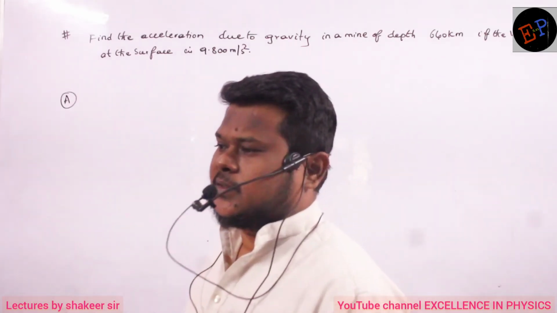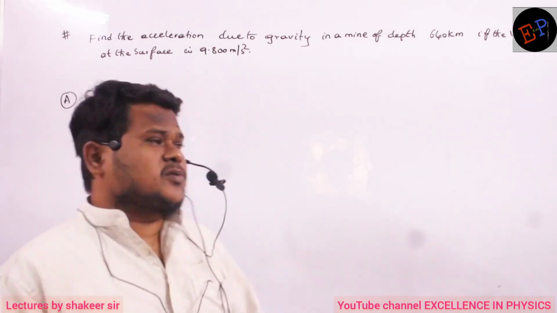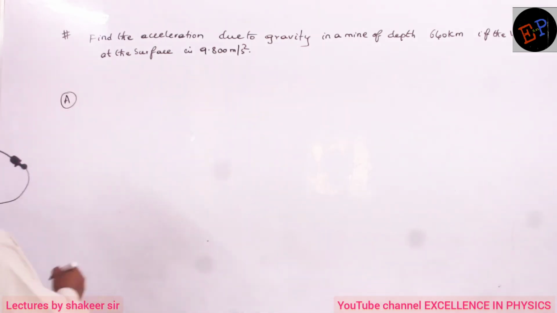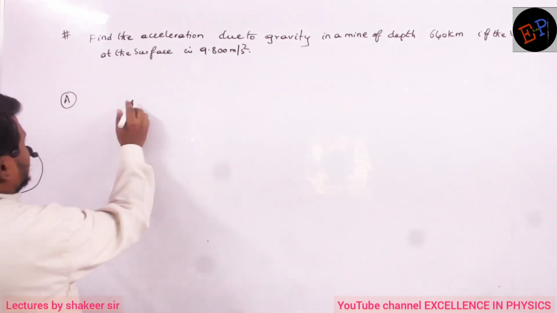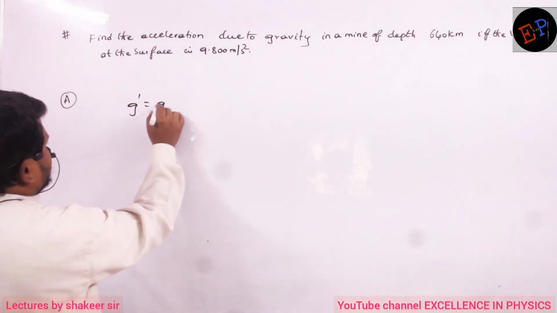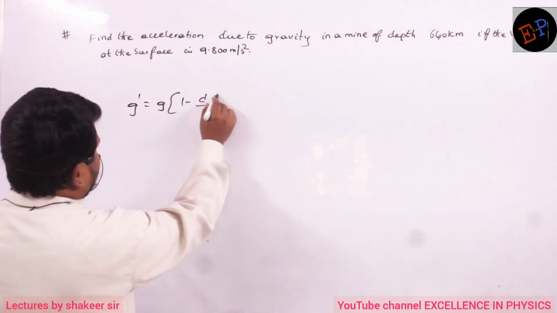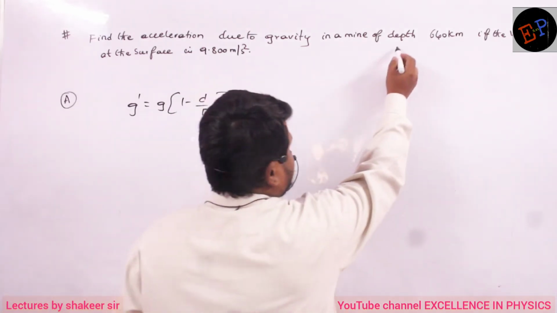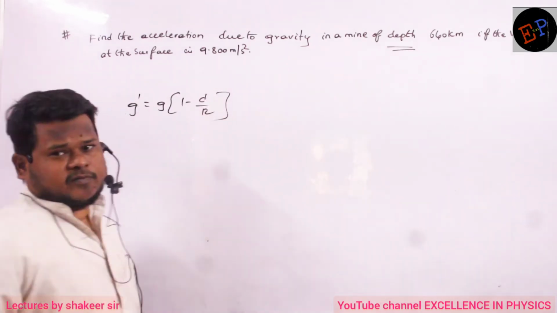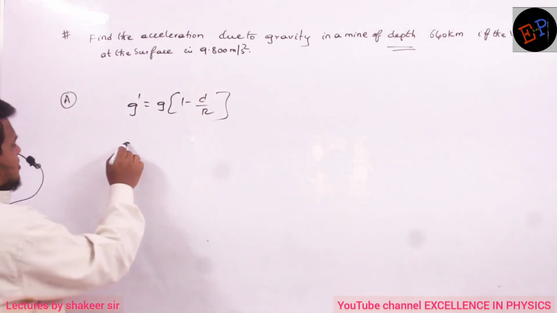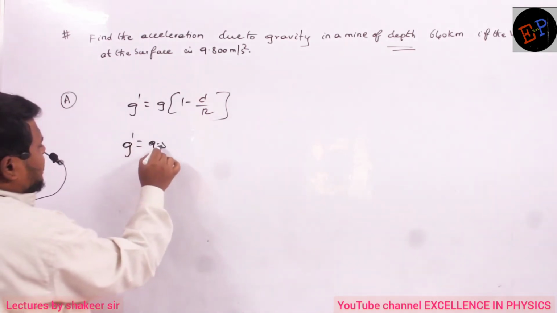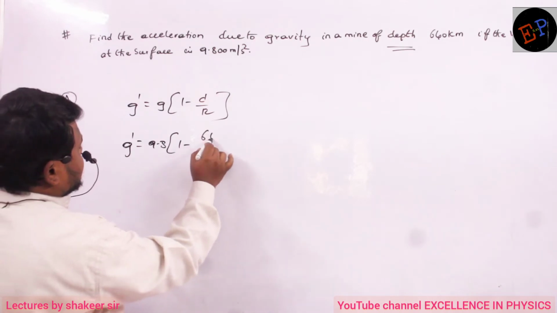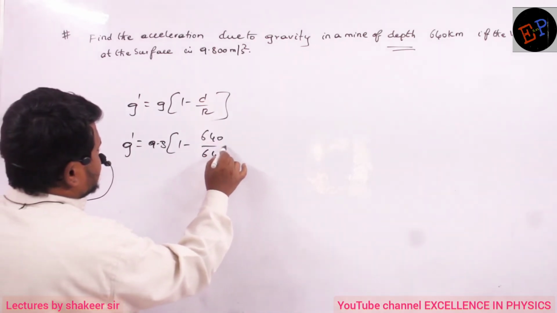See, at a depth he gave, no? There is only one formula. g dash is equal to g into 1 minus d by R. This is the only formula which we have. At a depth he is saying, no? Depth means there is only one formula. Clear, no? So therefore g dash is equal to 9.8 multiplied by 1 minus 640 divided by 6400.